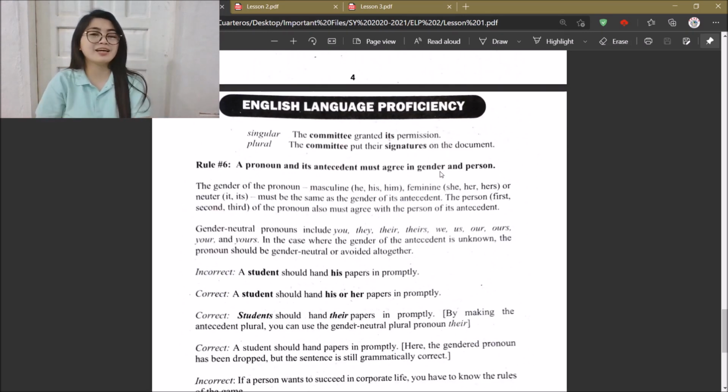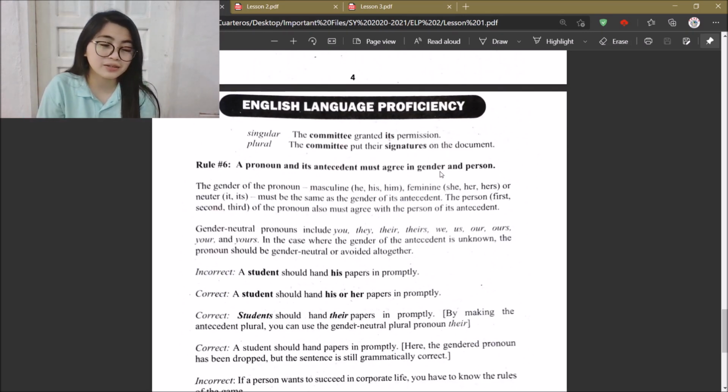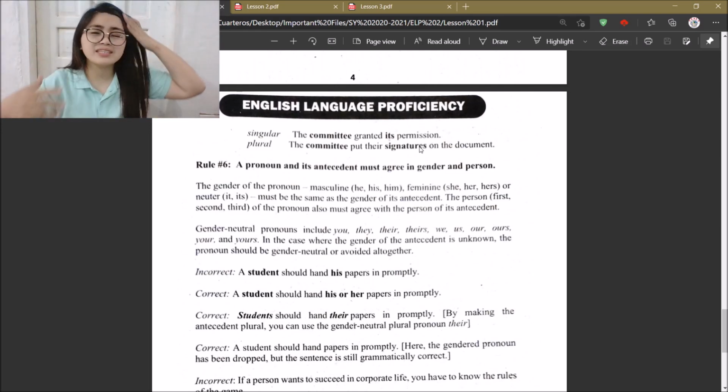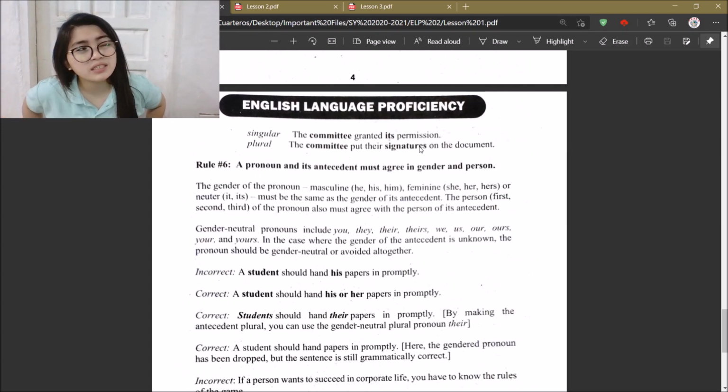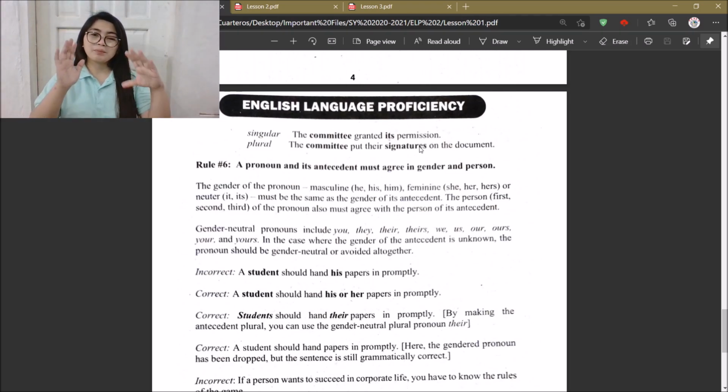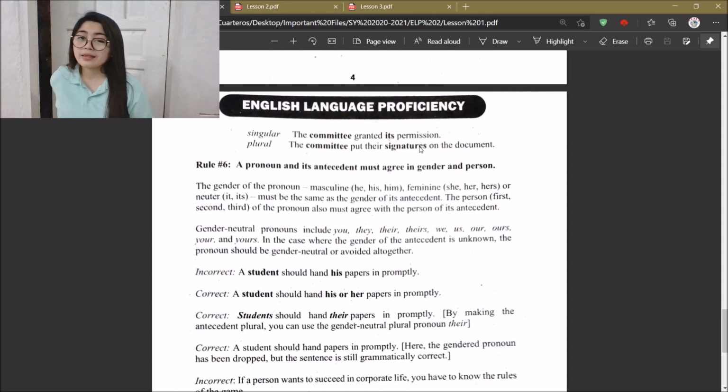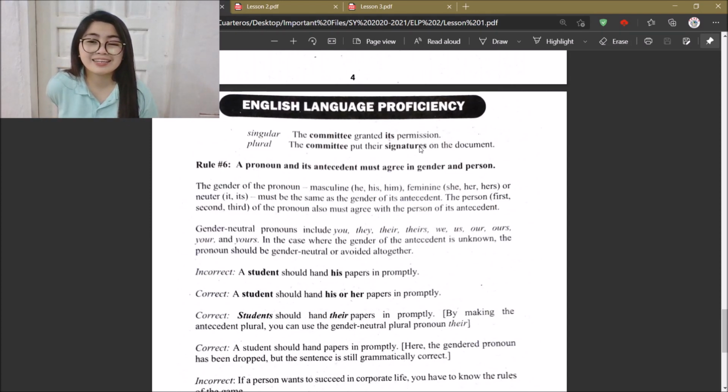Okay, so punta tayo, ma'am, paano ba intindihin yon? Medyo tricky nga. So, ang first example natin is we have the committee granted its permission. So, kung tatakpan ko yung its, wala yung its. So, kunwari, blank ang nakalagay dyan. So, malilito ka, di ba? Kasi, ma'am, committee, ma'am, madaming tao sa committee, ma'am, group yan eh. So, possible nga na baka plural ang gagamitin natin na pronoun.